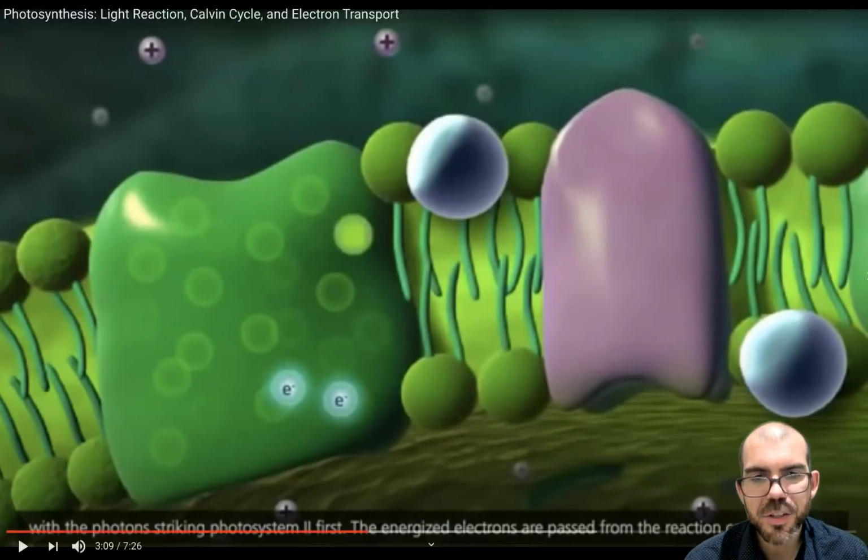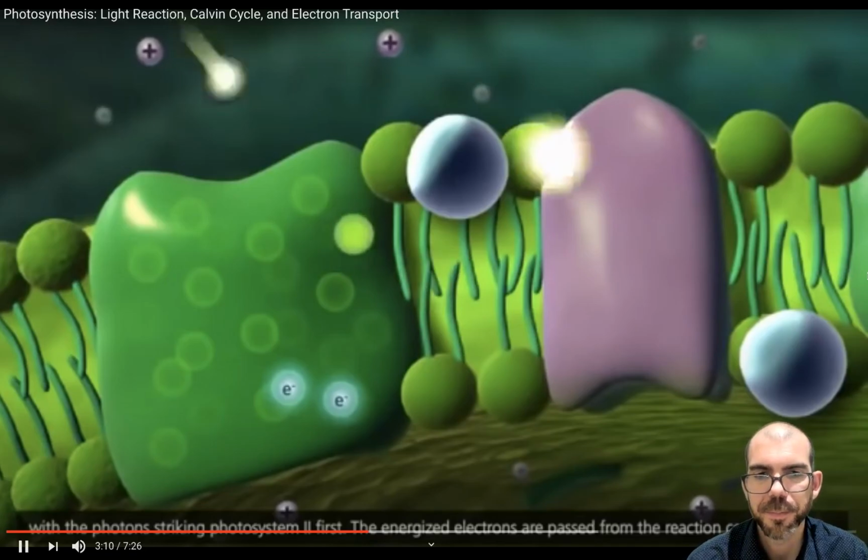The photosystems are named in the order that they were discovered. Photosystem 1 was discovered first, photosystem 2 was discovered second, but it turns out that photosystem 2 is the primary driver, the initiation of this process.